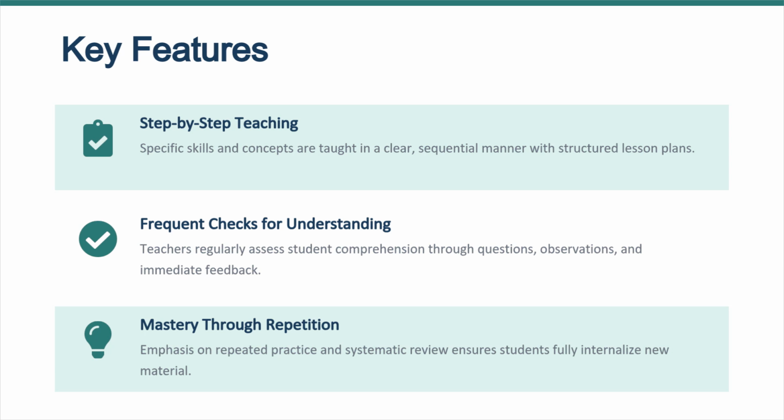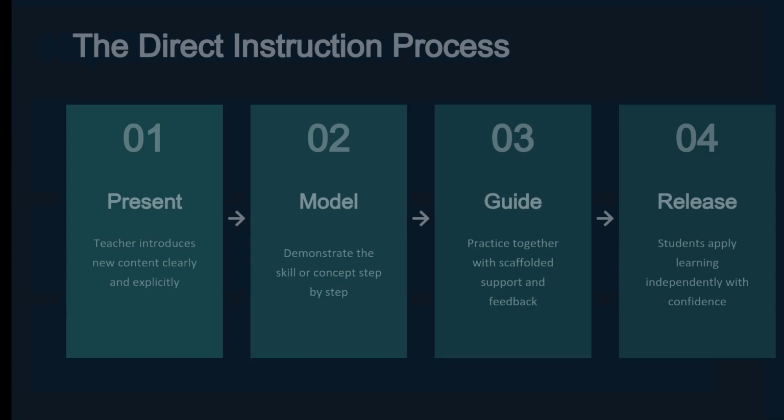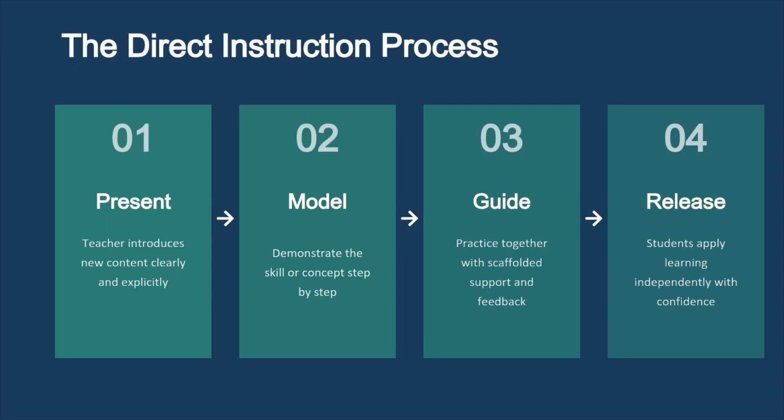Third, mastery through repetition. Students need multiple opportunities to practice before a concept sticks. Think of it like learning vocabulary. Seeing a word once isn't enough. You review it, use it in context, and quiz on it until it becomes automatic. Here's the four-step process you'll follow every time you use direct instruction.